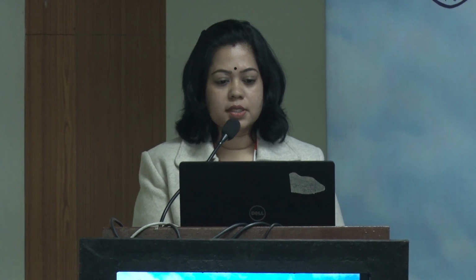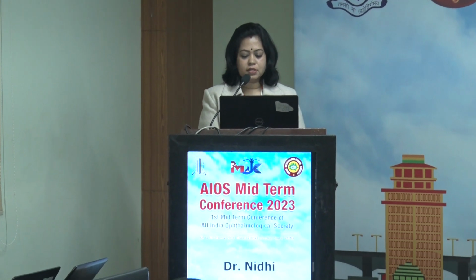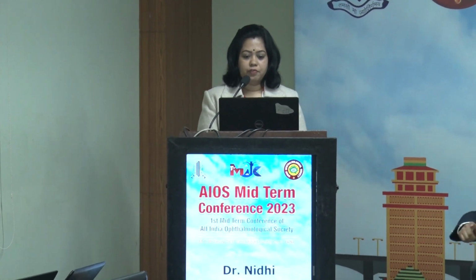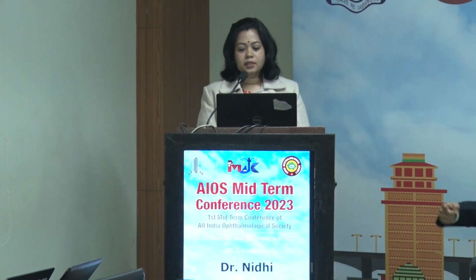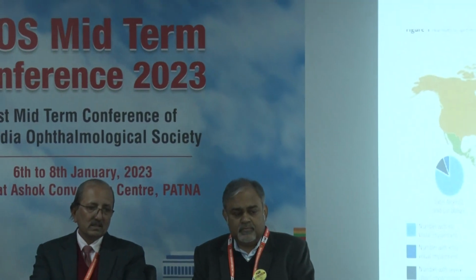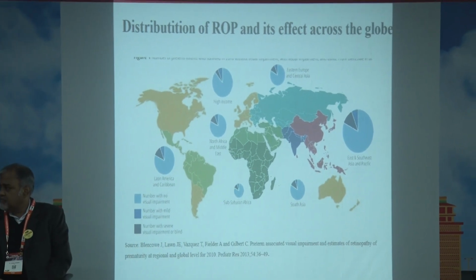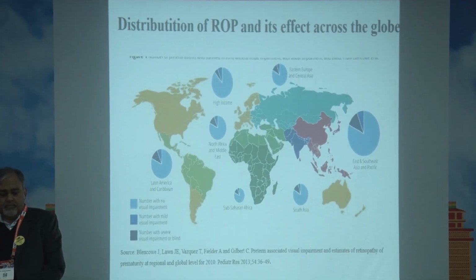Retinopathy of prematurity is a vasoproliferative disorder of the retina occurring in preterm babies having an immature retina, and it is a potentially blinding condition. The image represents the impact of ROP and its distribution across the globe. The circle is all the babies affected by ROP. The darker color wedge represents babies severely affected by ROP. We can see that the impact is more in South Asian countries compared to high income countries, and also in low to medium income countries from Latin America, North Africa, and Eastern Europe.